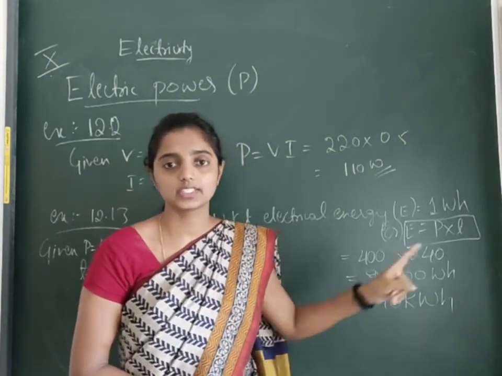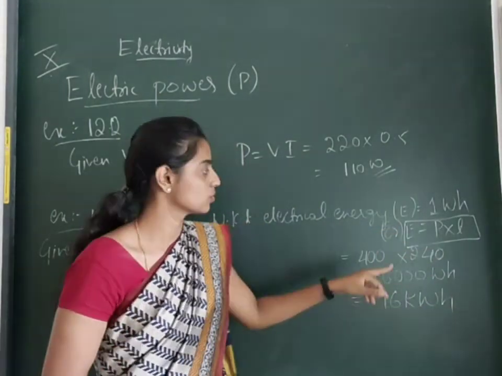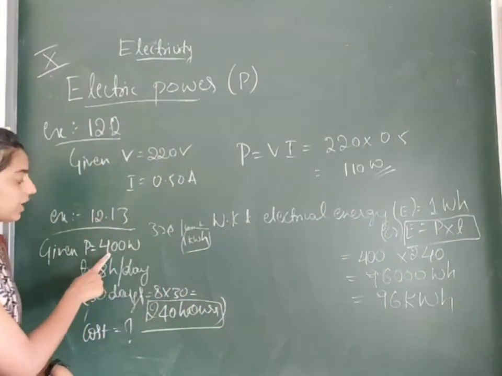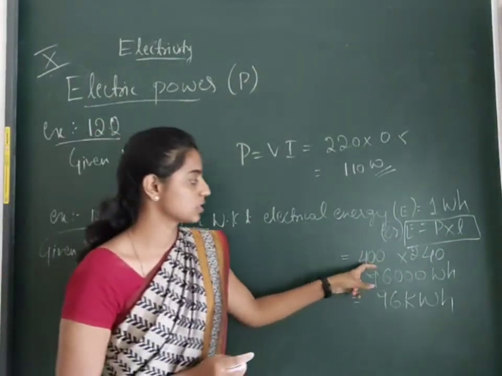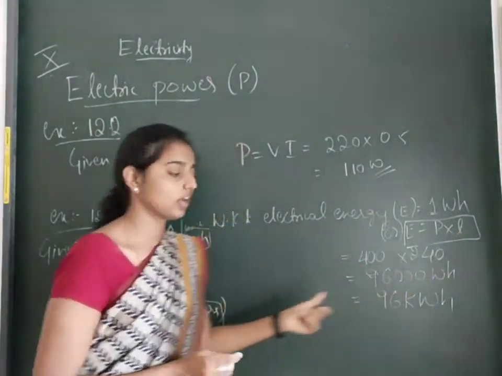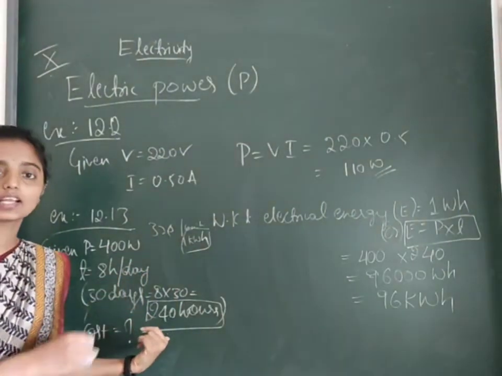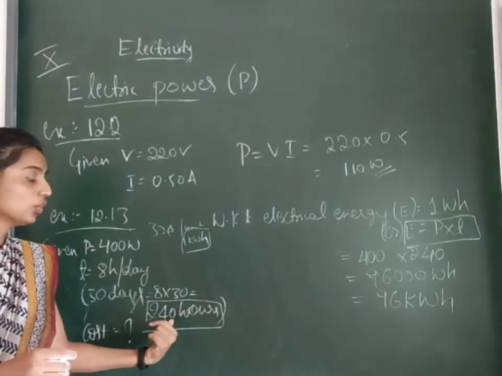Clear? No doubt till here. Now just substitute the values. P is what? So P here we have 400 watt. So I substituted here, and T is what? We are not taking this one, 8 hours. We need to calculate for overall 30 days. So we are taking 240 hours.